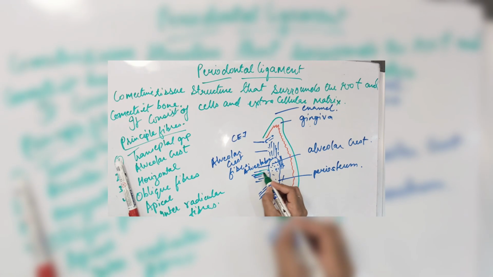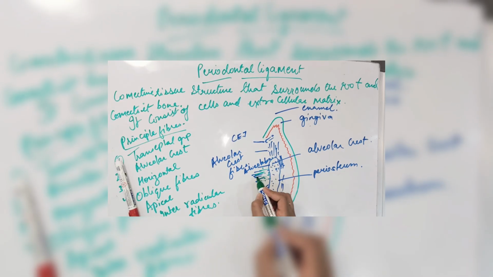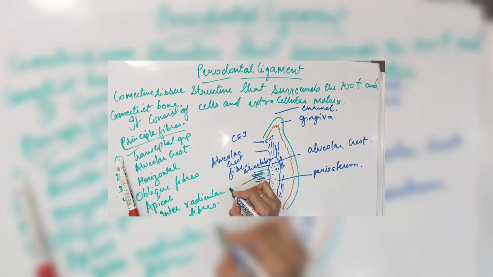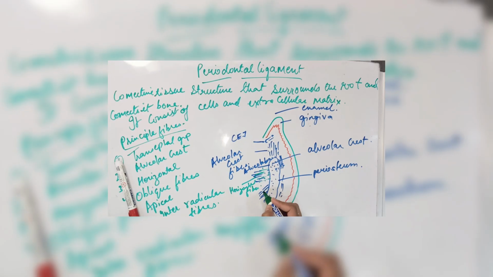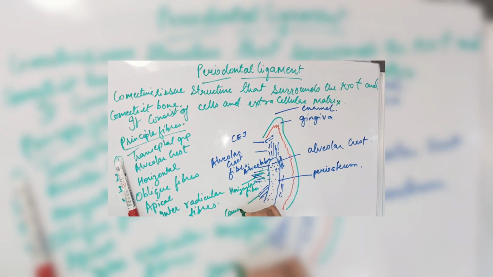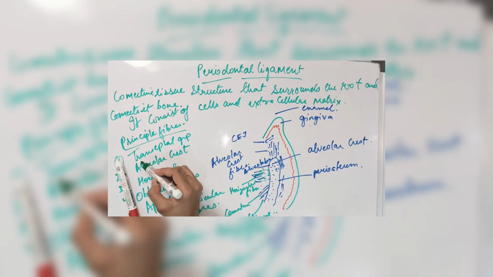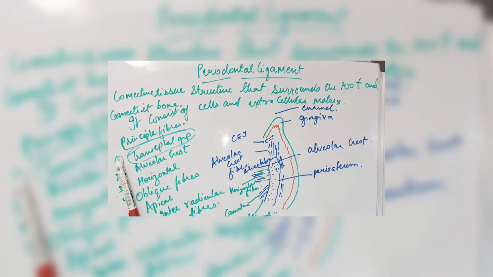You can see horizontal fibers here. These are the horizontal fibers of PDL. Cementum, and this is oblique fibers. So first comes the transseptal group.